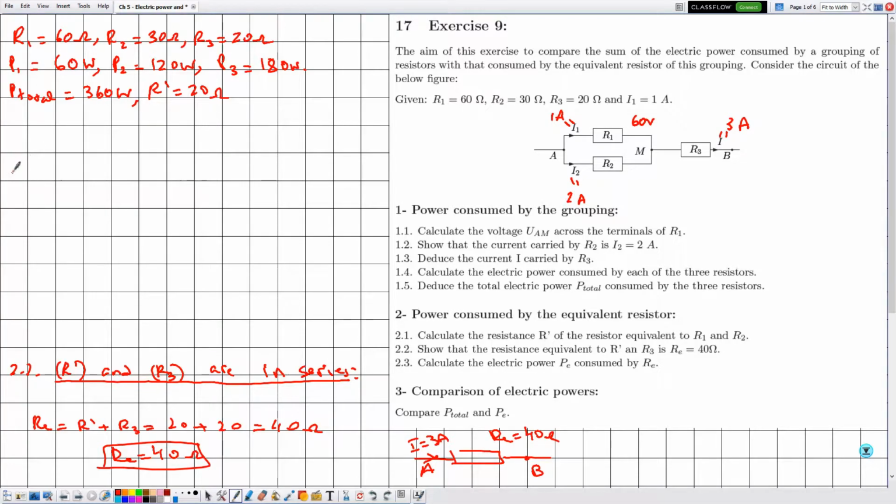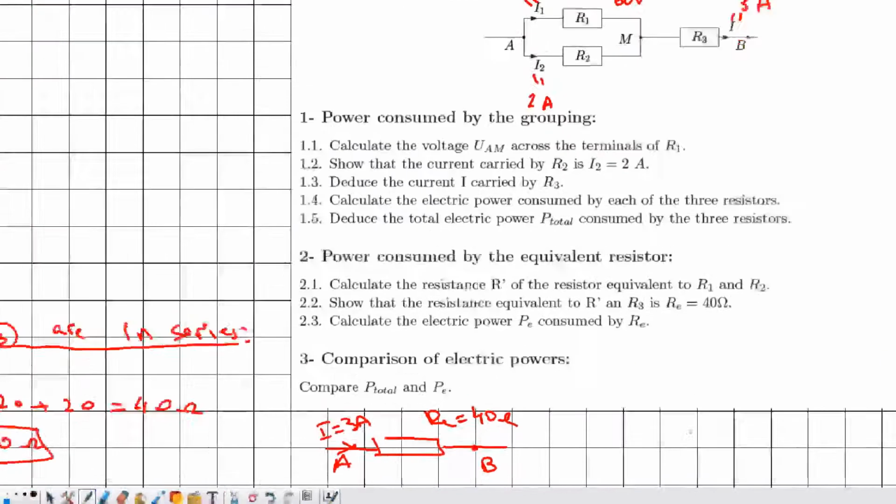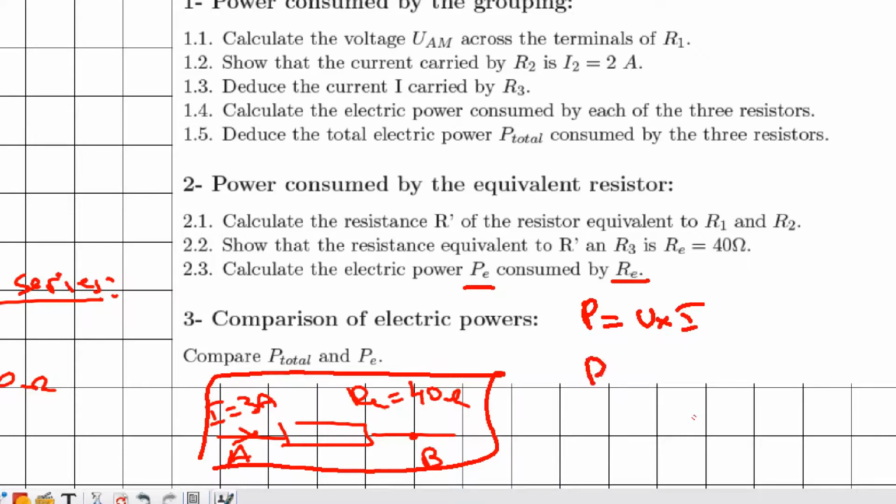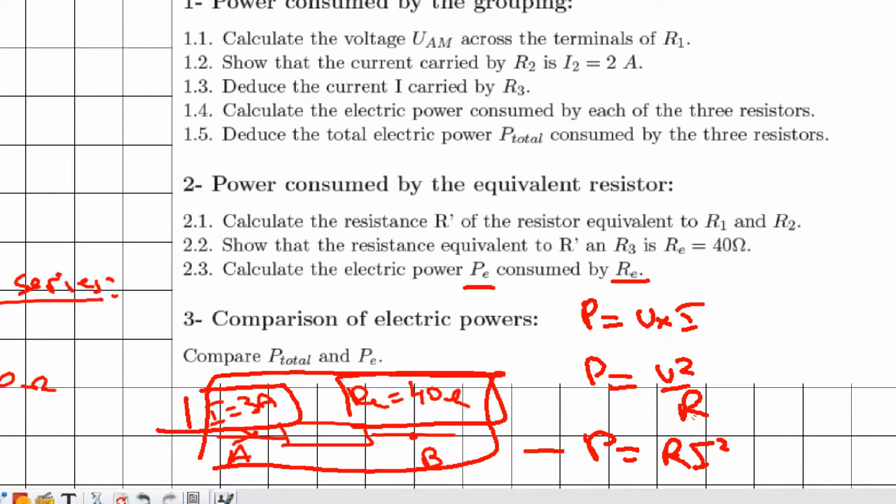Now in 2.3, they are telling me to calculate the electric power PE consumed by RE. Here we are interested in determining the electric power consumed by RE, and we have three different forms of power: P is equal to E times I, P is equal to E square over R, and P is equal to R I square. Which one should we use? This depends on the given. Since we have the value of I and we have the value of RE, we will use this one. In this case, there is no need to prove it, because we have already proved it in part 1.4.